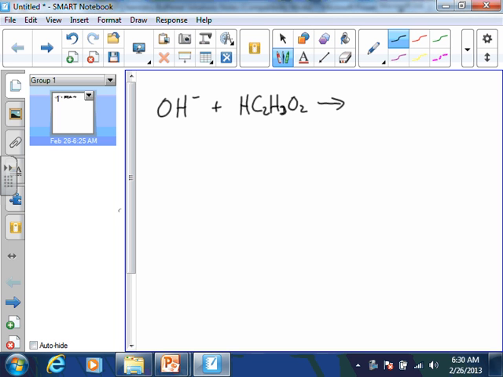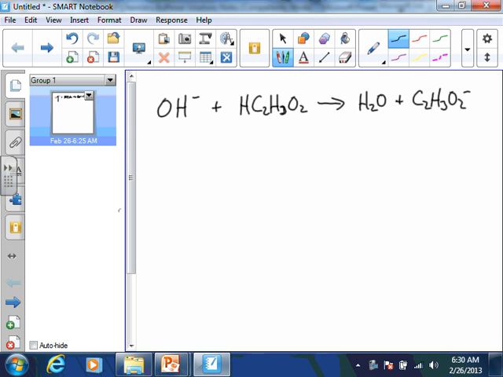So when these two things react, what's going to happen? This OH minus is going to pull the H off of the acid, or the acid is going to donate it, however you want to look at that, and it's going to make H2O and C2H3O2 minus. Now I have drawn a forward arrow only here, because this OH minus is a strong base. That's going to completely react with the weak acid until the OH minus is completely gone.